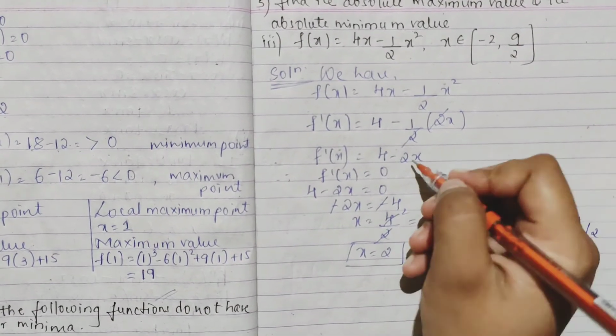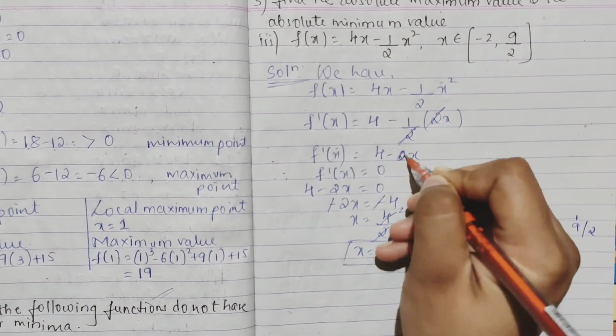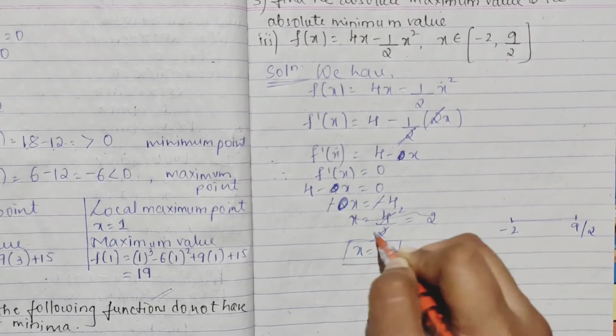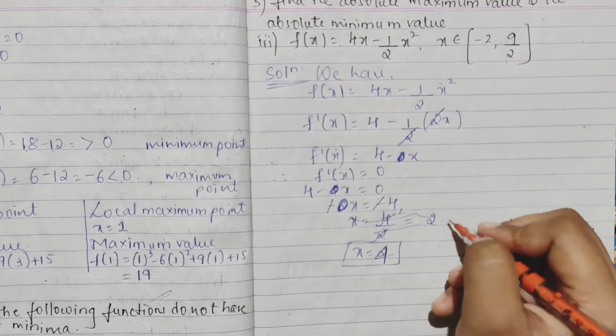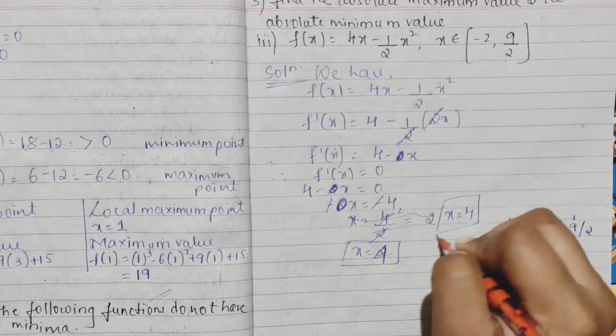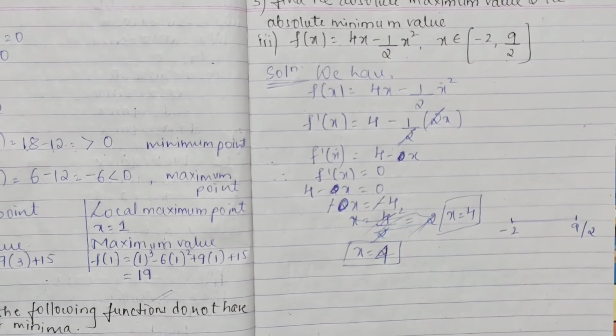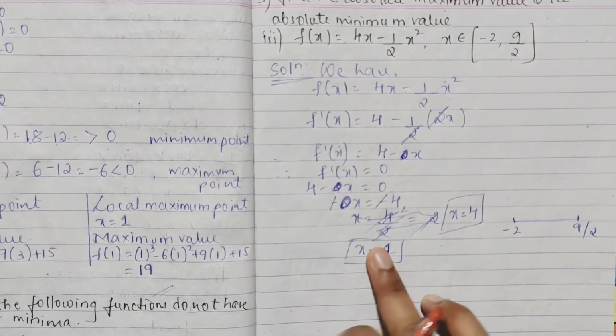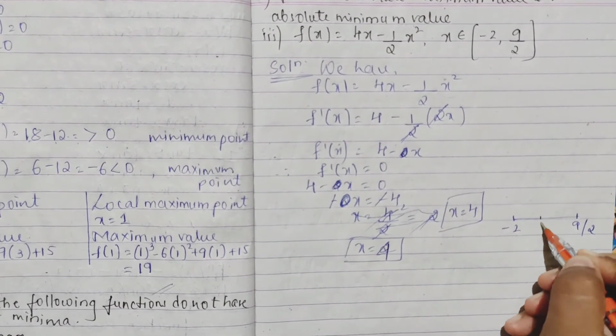Sorry, we've made a mistake. The 2 gets cancelled, you are left with only x, so your x value will be 4. Your x is equal to 4. Sometimes we make mistakes like this. Okay, so x is equal to 4, and this lies between minus 2 and 9 by 2.